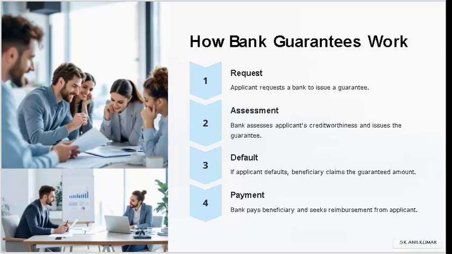If the applicant defaults, fails to deliver the goods or fails to pay, then the beneficiary can claim the guaranteed amount from the bank by presenting a statement that the party failed to pay or failed to perform. The bank pays the beneficiary and seeks reimbursement from the applicant. This is how the process works.